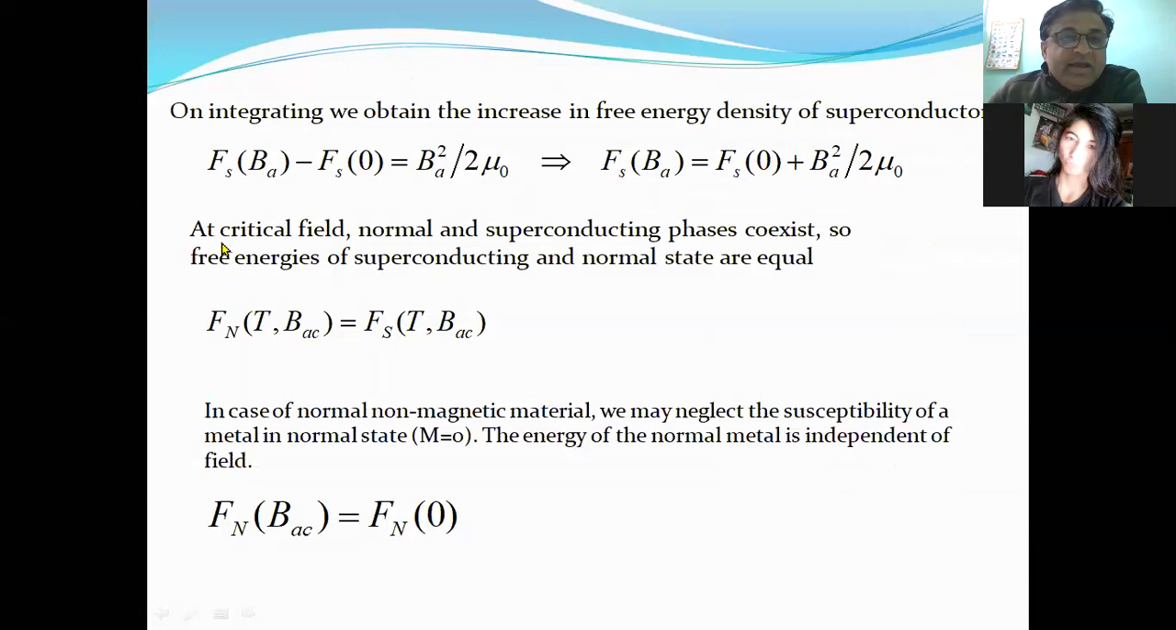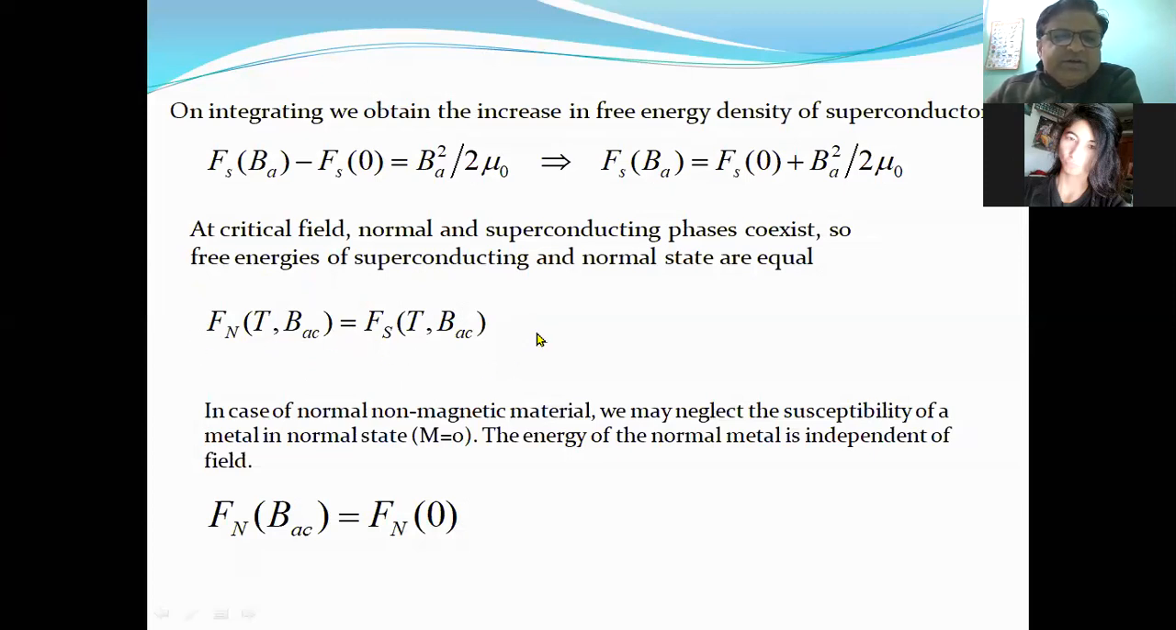It says critical field, normal and superconducting phase. At the critical field, normal and superconducting phases coexist, so the free energies of the superconducting and the normal state are equal. So this is an assumption basically, that at the critical field, where you are just at a point from where you can go either to the normal state or to the superconducting state just by choosing your direction, at that point, because this is a state of equilibrium, the free energies of the normal and the superconducting states are equal basically. That's the assumption from thermodynamics.